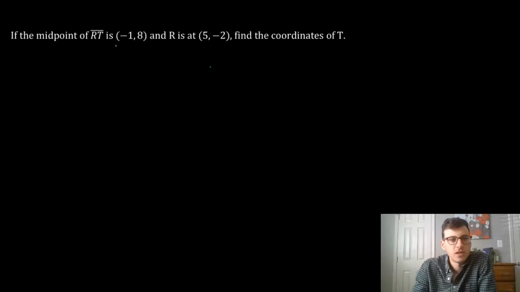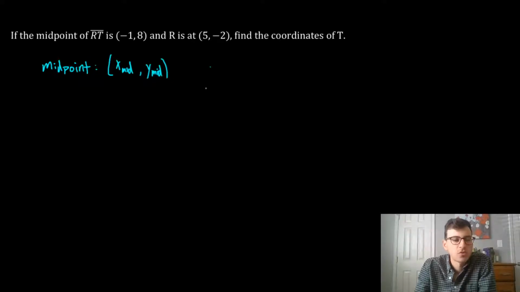If the midpoint of RT is (-1, 8), so we're given the midpoint, and R is at (5, -2), find the coordinates of T. Okay, great. So let's think about this. The midpoint of RT. Now remember, the midpoint has two parts, right? It has my X midpoint, or my X average, and my Y midpoint, or my Y average.